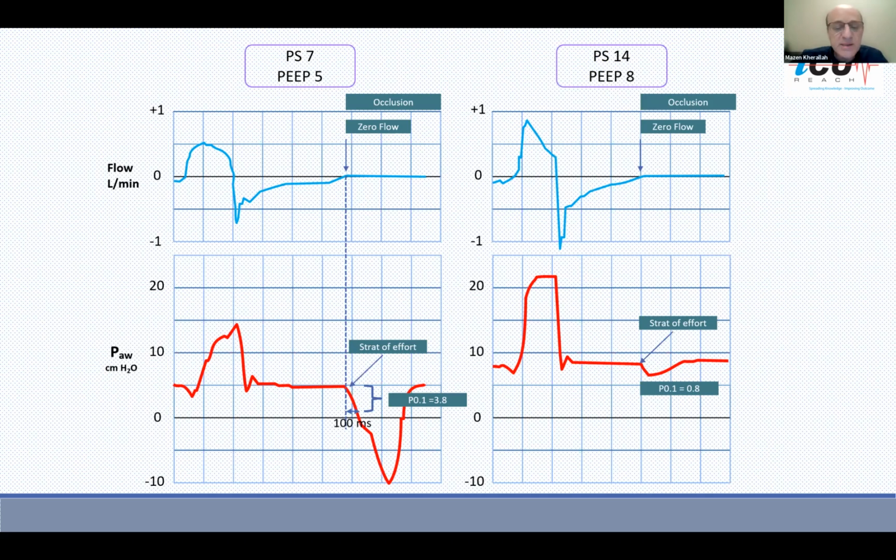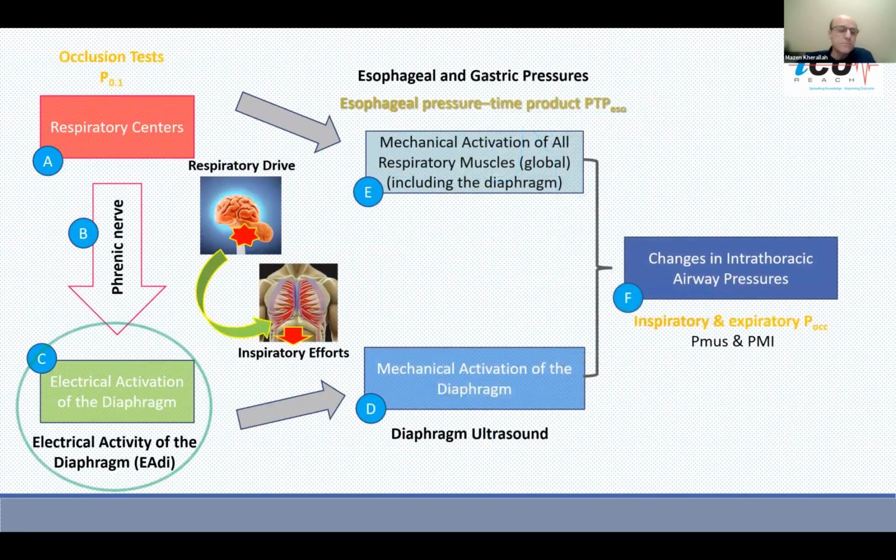So let me give you an example here. You have two patients, pressure support of 14 on the right side, pressure support of 7 on the left. You can see that the P0.1 is 3.8 on the left, and it means that, well, the support is not enough for the patient. On the right side, it's 0.8, meaning that probably we're giving too much pressure support for the patient. So you can adjust the ventilator settings based on that.